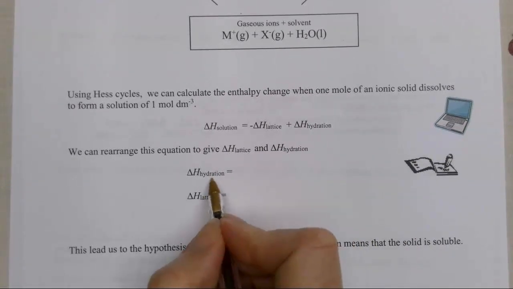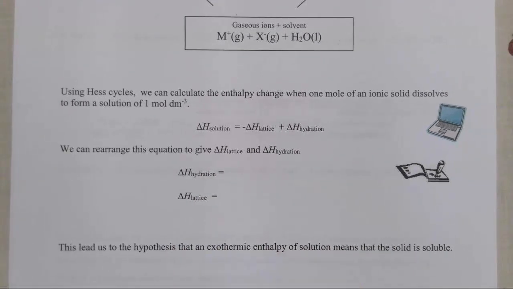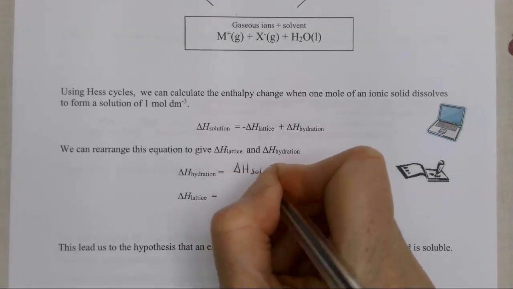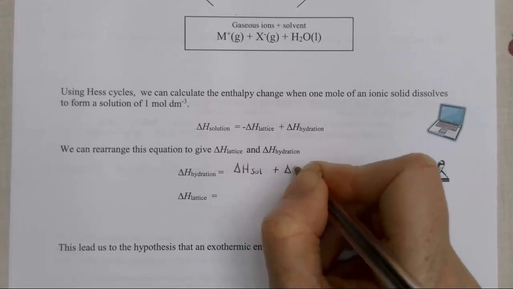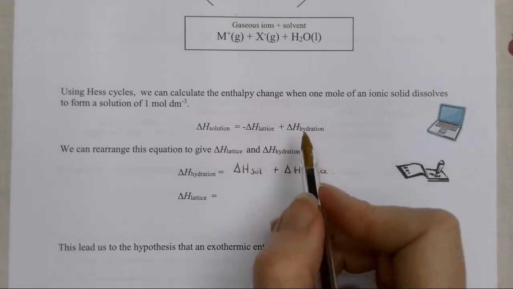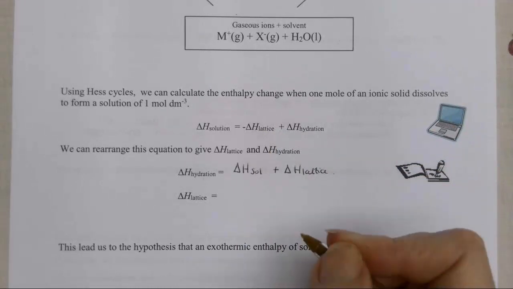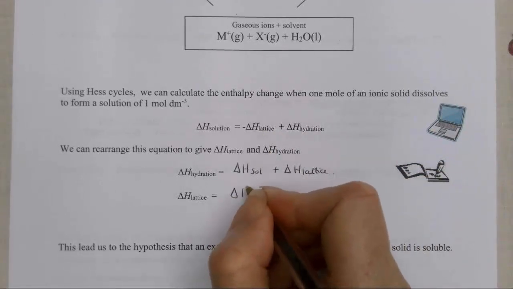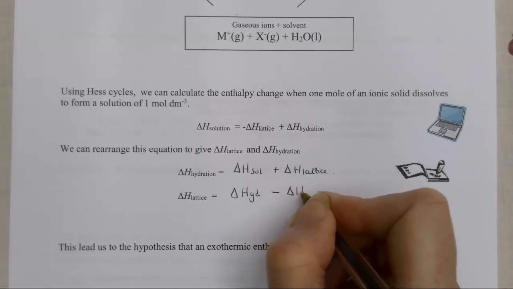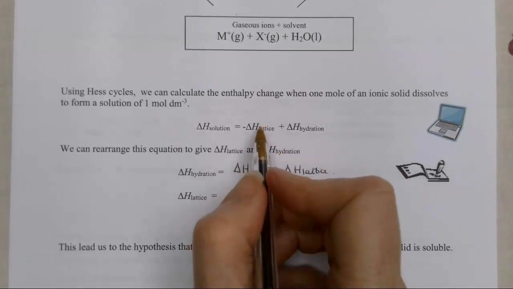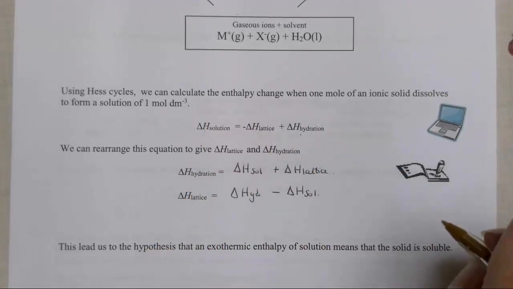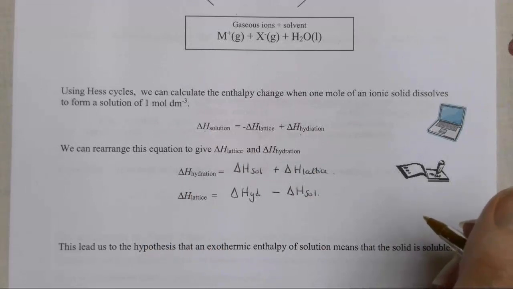So if I want to work out, for example, hydration, that is simply going to be delta H solution plus the delta H lattice. And if I want to work out the lattice, that's going to be delta H hydration minus delta H solution, because I'm going to bring this over to this side to become positive, and then I'm going to take that over there. So delta H hydration, take away delta H solution.